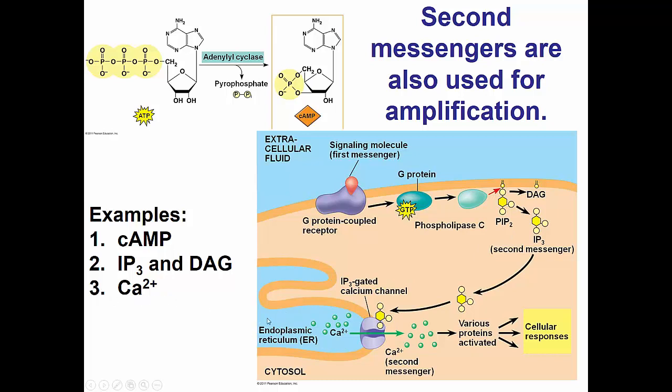So calcium is stored in the endoplasmic reticulum, and calcium isn't exactly produced by an enzyme, but it can be released. So calcium channels in the ER can release calcium into the cytoplasm, where it can act as a second messenger. So our 4 examples of second messengers were cyclic AMP, which was produced by the enzyme adenylyl cyclase, IP3 and DAG, which were produced by the enzyme phospholipase C, and calcium, which was released by a calcium channel.